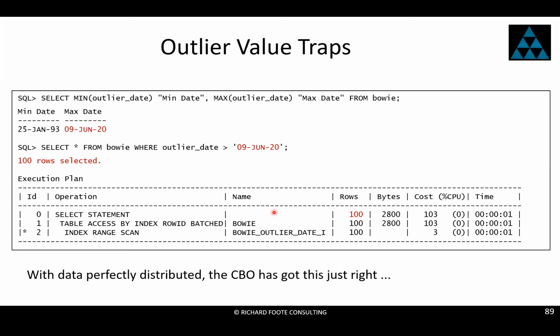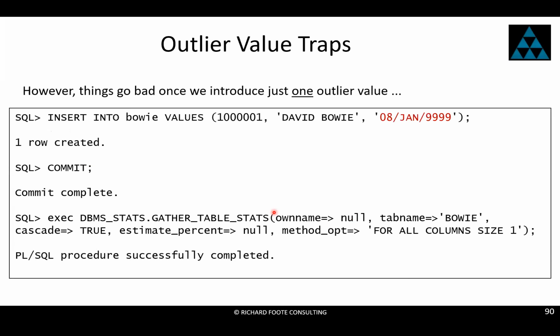Everything works fine. However, all you need to do to destroy this query is insert one bad value, an outlier. I'm going to insert one row, and I'm going to say that the date for this is the 8th of January, 9999. Now, most of you know it's David Bowie's birthday in the year 9999, where he will still be revered and remembered, but this has stuffed up my database.